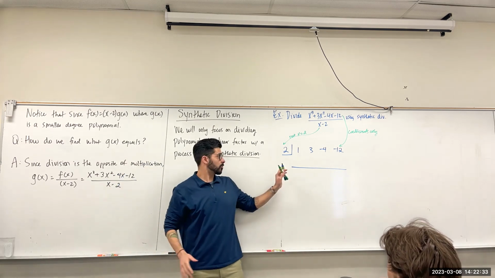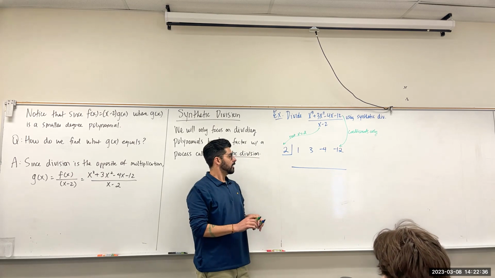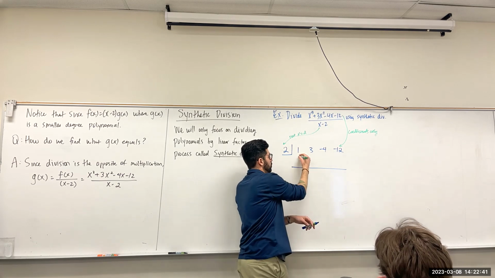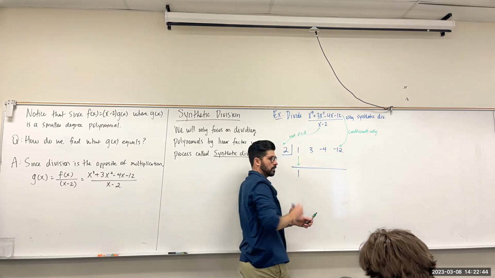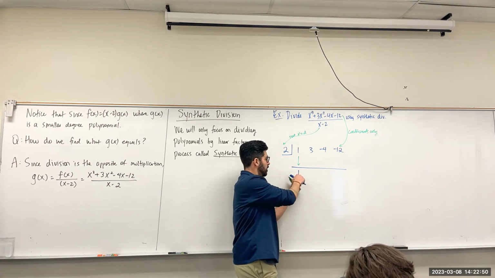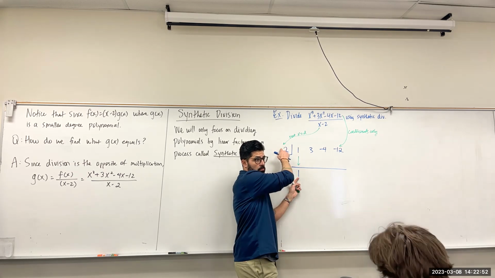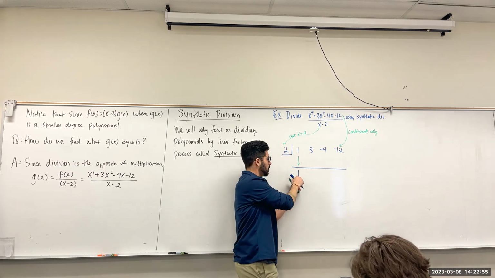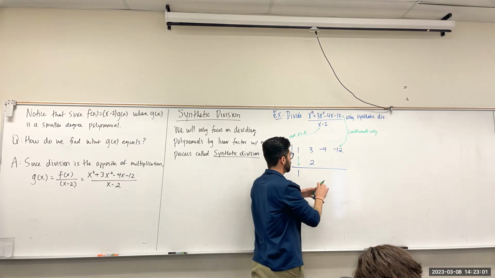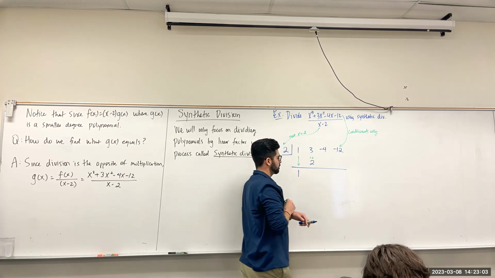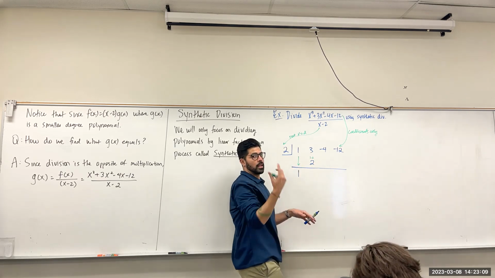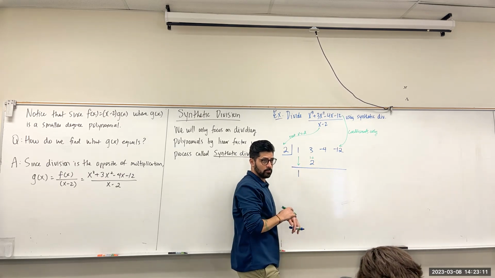Okay, so here's how you start it. You draw a horizontal line, and the very first step is whatever that leading coefficient is. In this case, it's 1. It drops straight down. Then you multiply that number by the 2 in the box. So 1 times 2 is 2, and then you write it over here. This 1 times this 2, and then you just add them straight down.